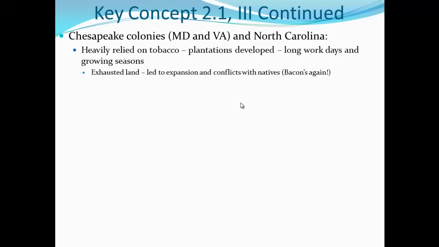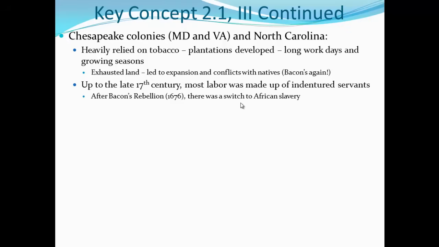Think of Bacon's Rebellion, an example of conflict with natives. And up until the 17th century, most of the labor was made up of indentured servants. After Bacon's Rebellion, the shift begins to rely more on slave labor as opposed to indentured servants.